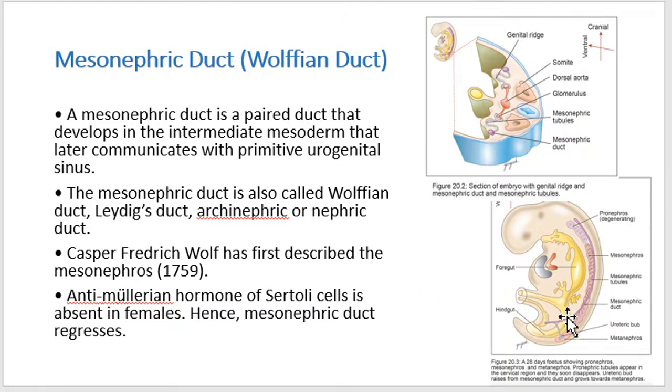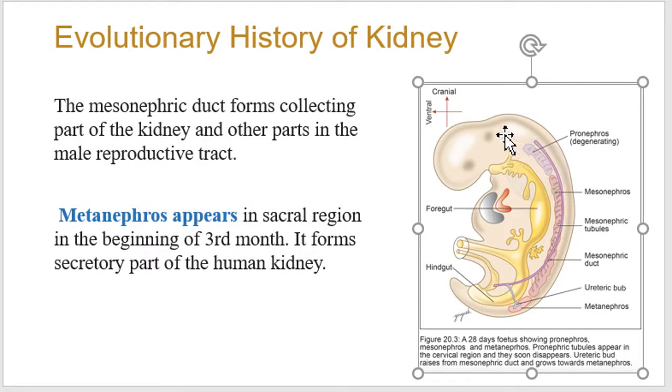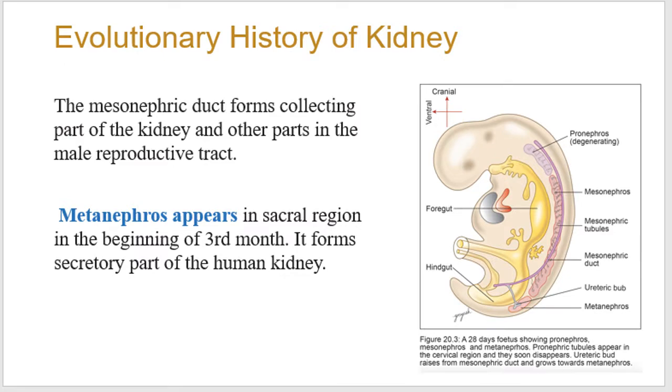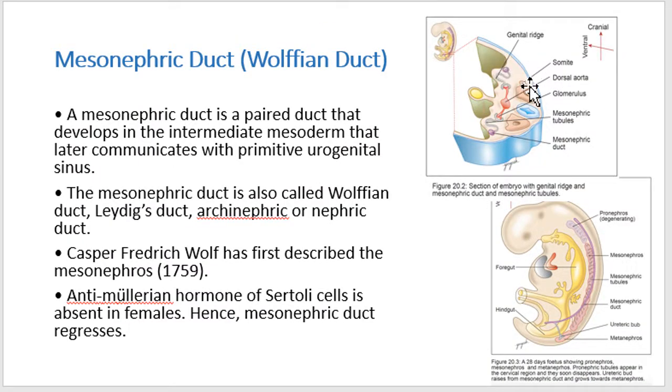Now the mesonephric duct. There is a paired mesonephric duct, and it communicates with the primitive urogenital sinus. The mesonephric duct is also known as the Wolffian duct. In the female, this mesonephric duct disappears.